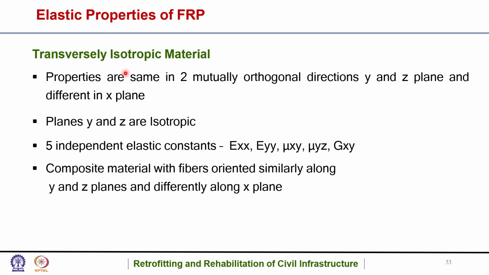So next is the transversely isotropic material. So properties are same in two mutually orthogonal directions, that is y and z plane, and different in x plane. So here they have substituted x with y, y with z, and z with x. Okay, and then planes y and z are isotropic. So five independent elastic constants: Exx, Eyy, mu xy, mu yz, and Gxy. So these are the elastic modulus, mu is the Poisson's ratio, and G is the shear modulus. Okay, and composite material with fibers oriented similarly along y and z planes and differently along x plane.